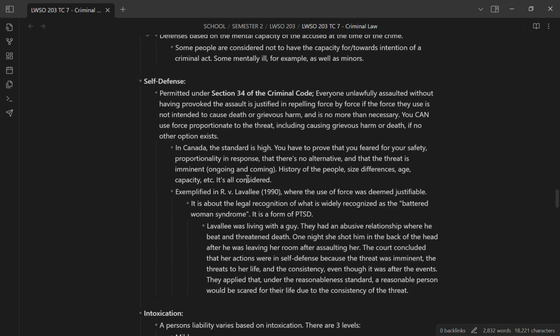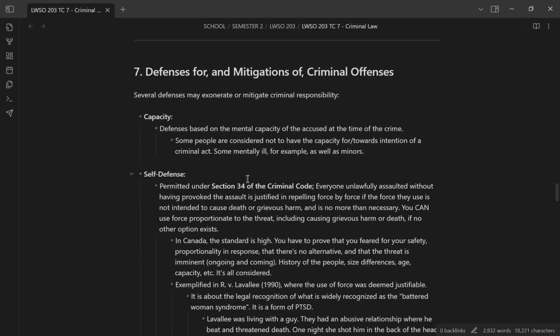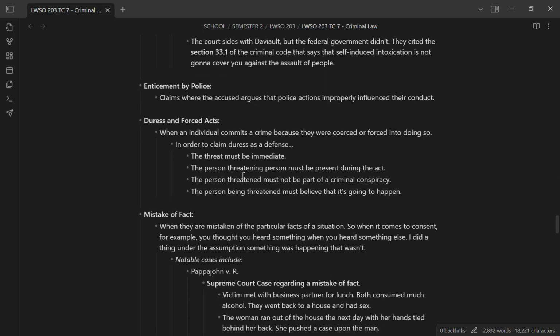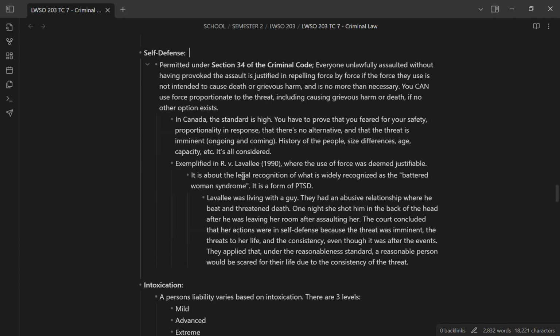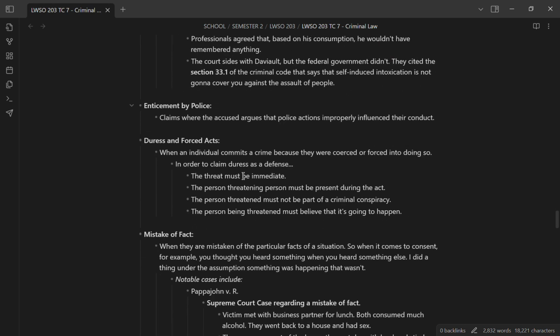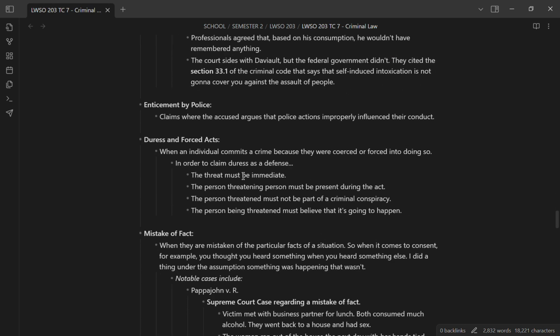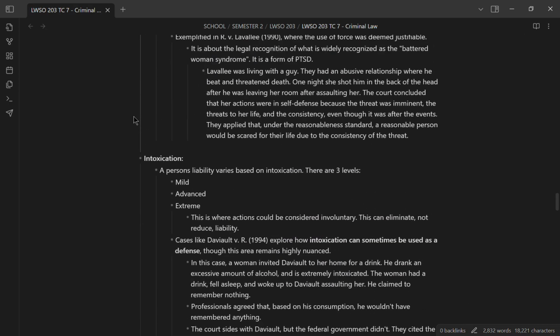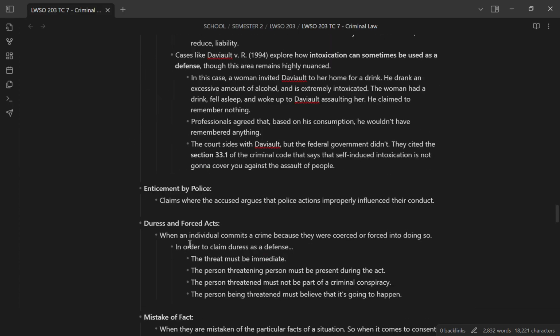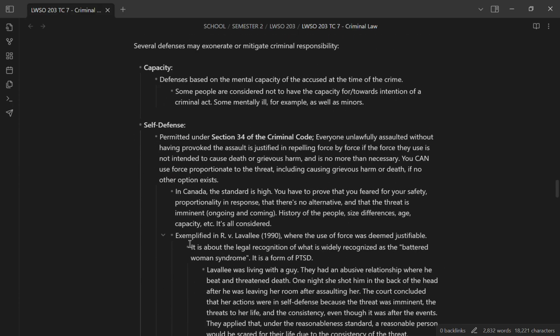Next. What are some defenses or some mitigations of criminal offenses? So there are several different defenses that may exonerate or mitigate criminal responsibility. We're going to go through, I think, 7. We're going to go through capacity, self-defense, intoxication, entrapment by police, duress, and mistake of fact. So that's 6. Let's just start at the top, right?